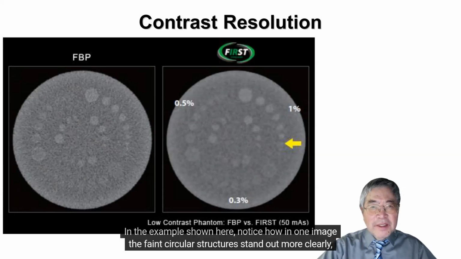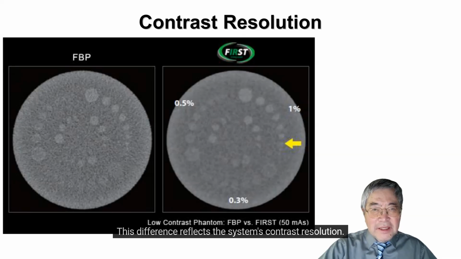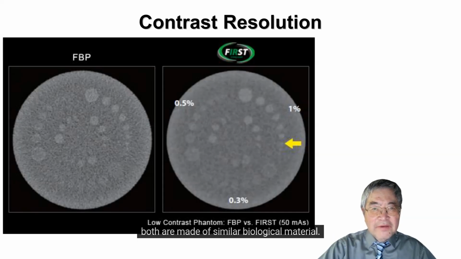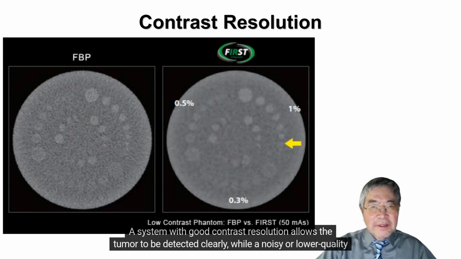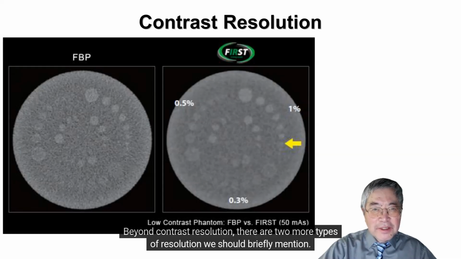In the example shown here, notice how in one image the faint circular structures stand out more clearly, while in the other they are barely visible against the noisy background. This difference reflects the system's contrast resolution. Clinically, this is very important. For example, in CT imaging, a tumor may look very similar in intensity to surrounding soft tissue because both are made of similar biological material. A system with good contrast resolution allows the tumor to be detected clearly, while a noisy or lower quality system might completely obscure it.